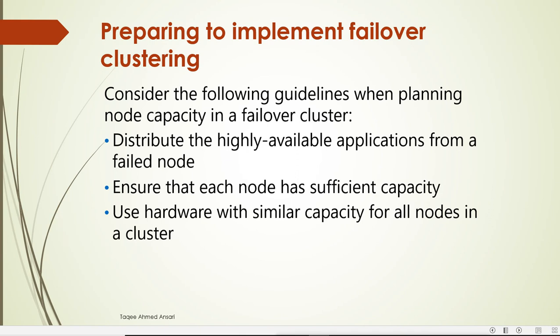First, distribute the highly available application from a failed node. That means if one node has failed, you should be able to distribute the highly available application. That is very critical for us, to make sure we distribute that application from the failed node to the node which is running.